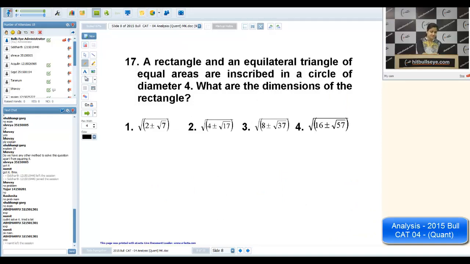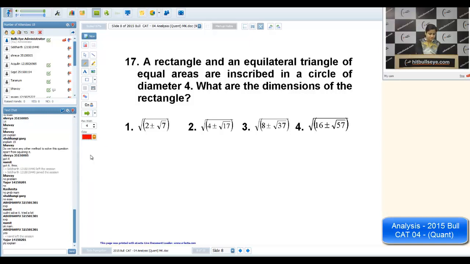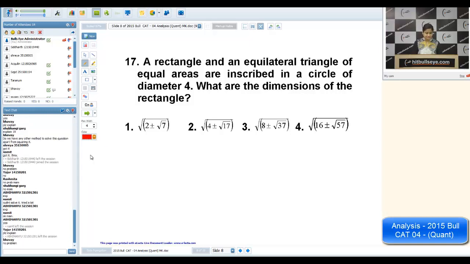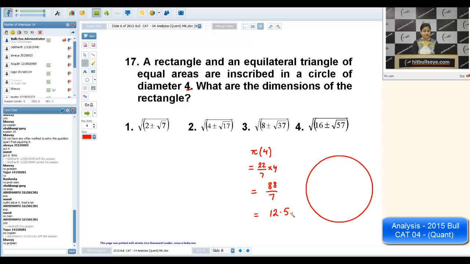Question number 17. Looks like a difficult question, but it was very, very easy. Yes, Yajur. A rectangle and an equilateral triangle of equal area are inscribed in a circle of diameter 4. There is a circle of diameter 4. Its area will be pi r square. It will be 22 upon 7 into 4, which comes out to be 88 upon 7, which is approximately 12.5 square units. Is it okay, Aju?